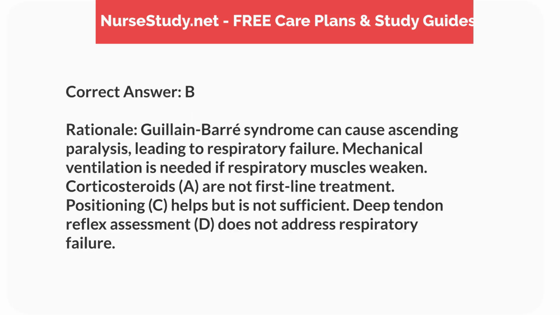Correct answer, B. Rationale: Guillain-Barré syndrome can cause ascending paralysis, leading to respiratory failure. Mechanical ventilation is needed if respiratory muscles weaken. Corticosteroids, A, are not first-line treatment. Positioning, C, helps but is not sufficient. Deep tendon reflex assessment, D, does not address respiratory failure.